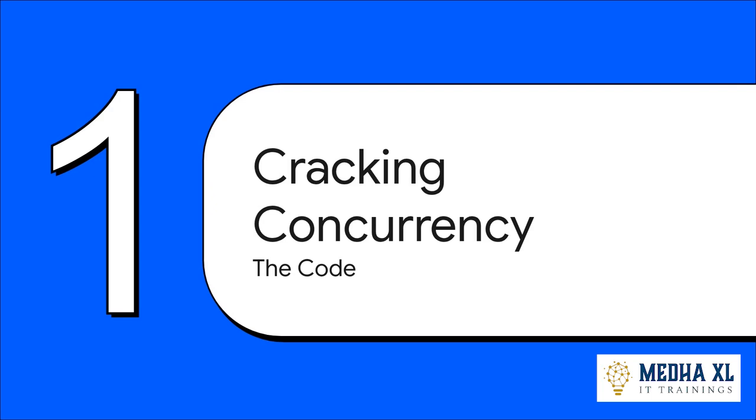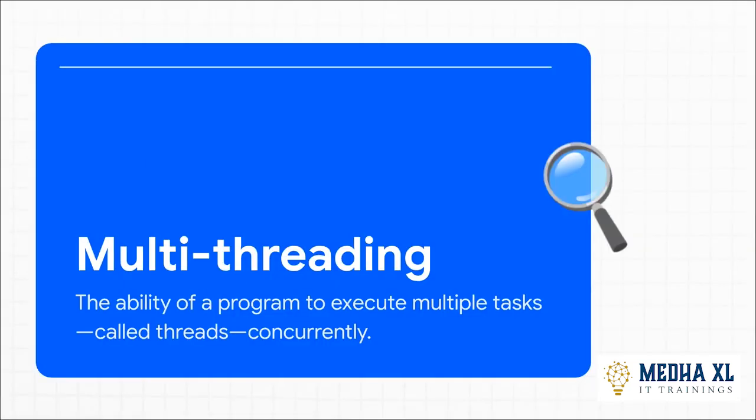First up, we're tackling one of the most powerful and, let's be honest, sometimes tricky features in all of Java, concurrency. So what exactly is concurrency? At its heart, multi-threading is just your program's ability to do more than one thing at the exact same time. You can think of each thread as its own little independent worker, all chipping away at a bigger job simultaneously.